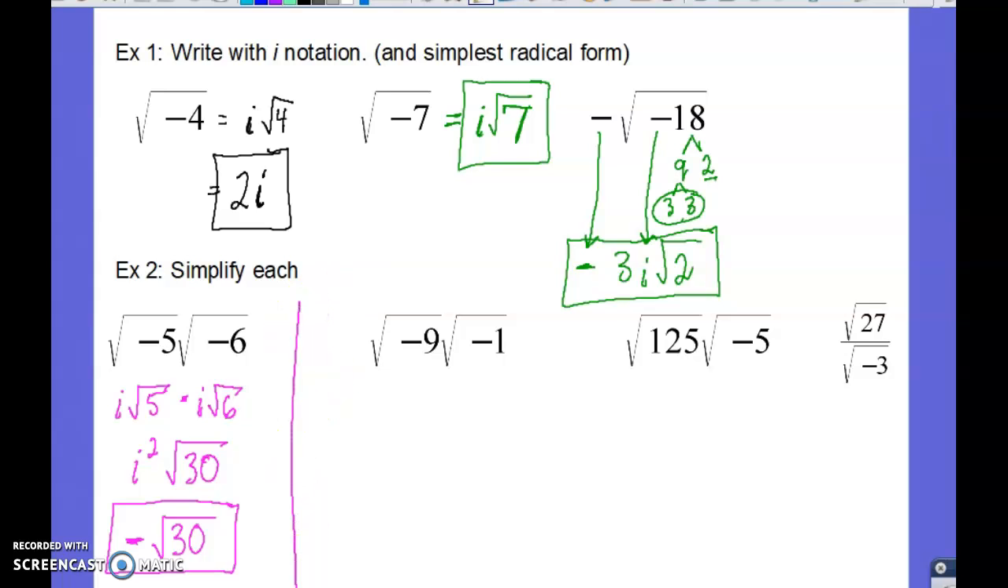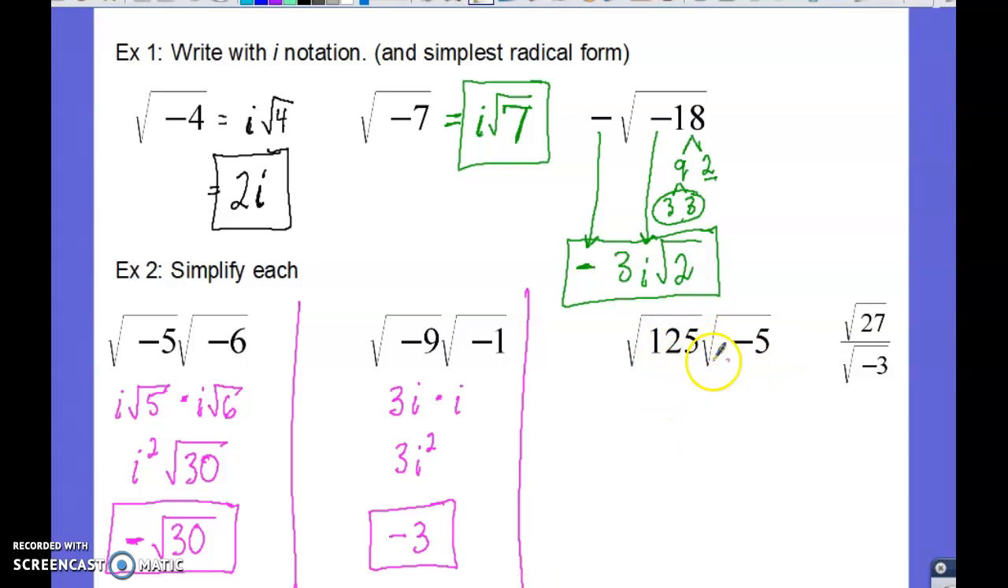As I move on to the next one, and maybe I can hurry up. The square root of -9 is 3i. The square root of -1 is i, or 1i if that helps you. So we're looking at 3i squared. And remember, i squared is -1, so this answer is -3. As I move on to the next one.